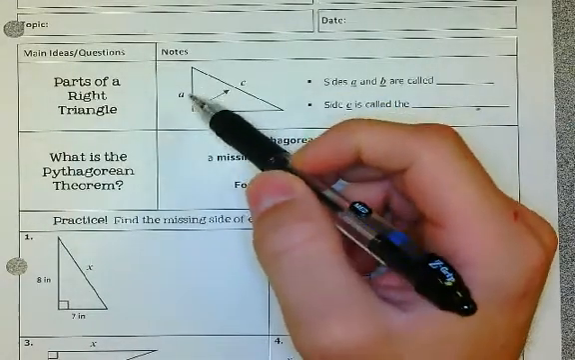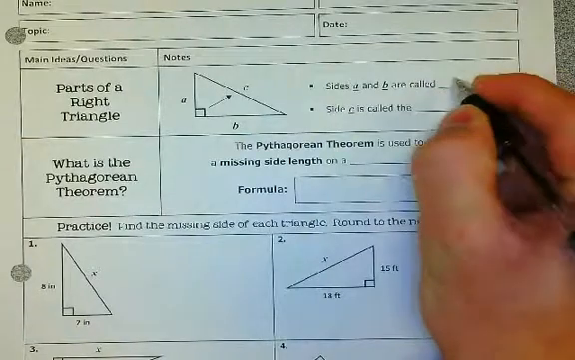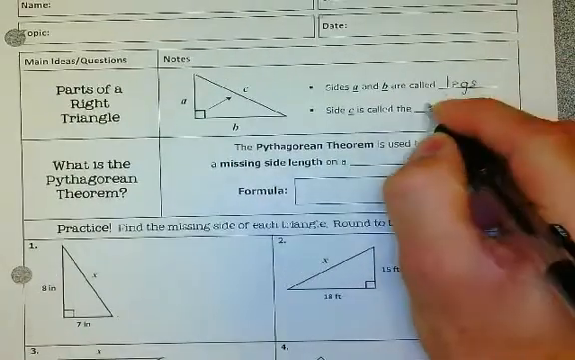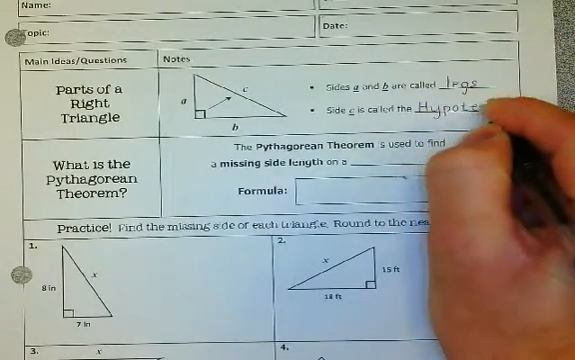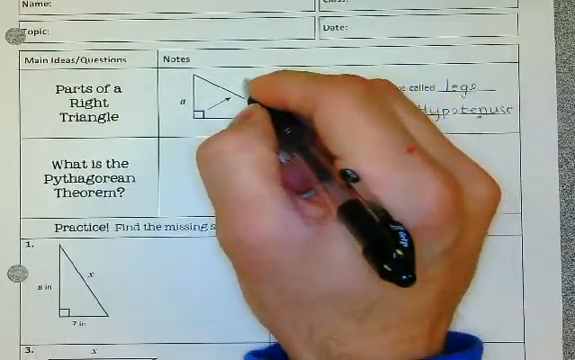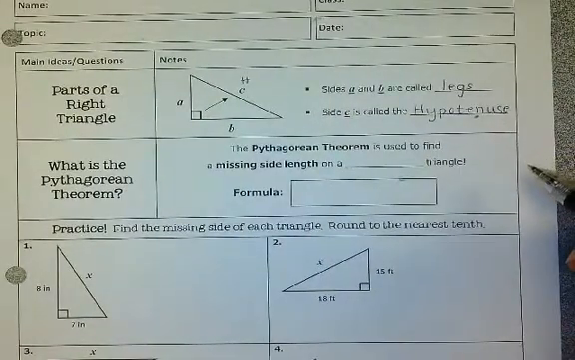Here in our picture we have three different letters, A, B, and C. Sides A and B are called legs, and C is called the hypotenuse. We always label the hypotenuse with a capital H, so I'm going to put a capital H right above the letter C.